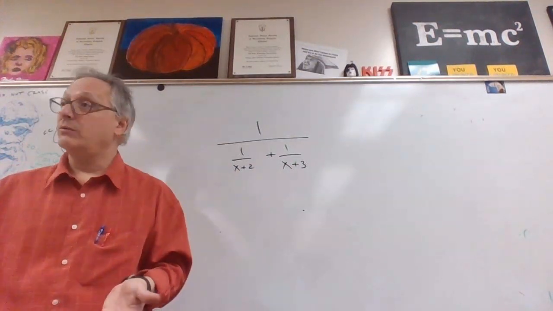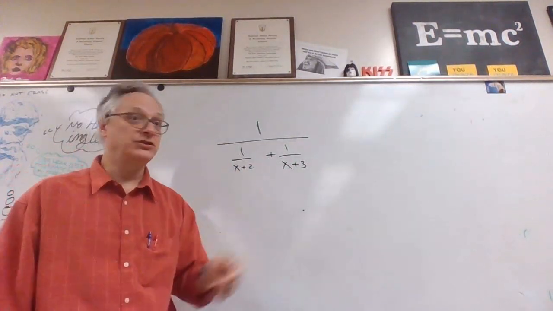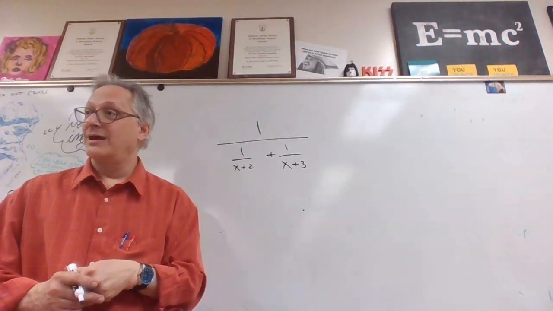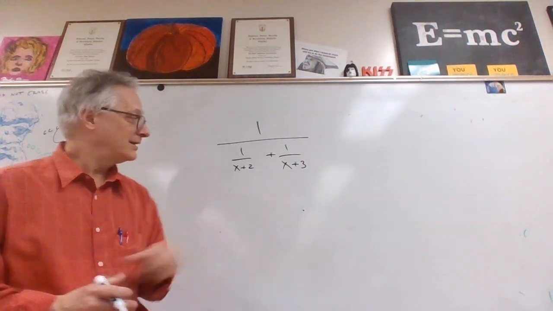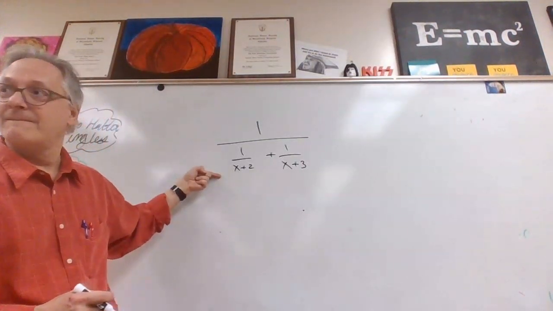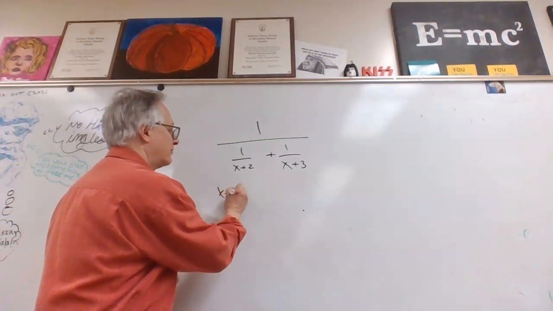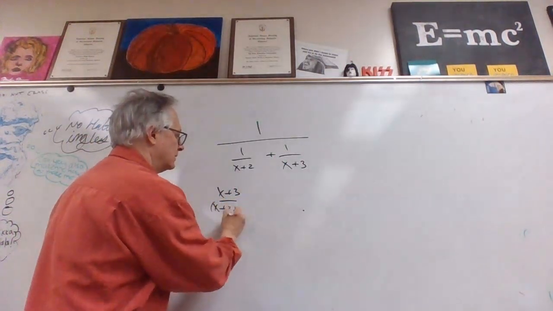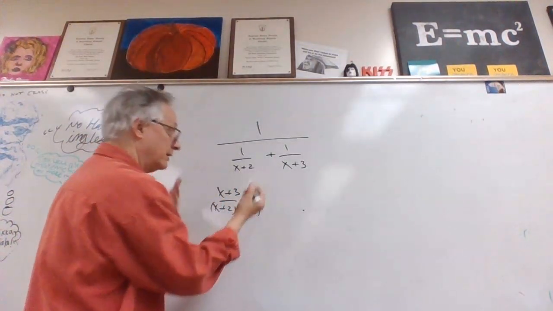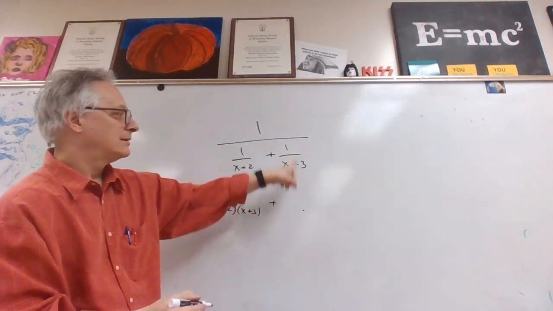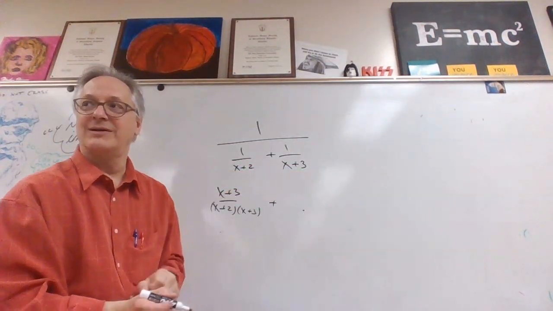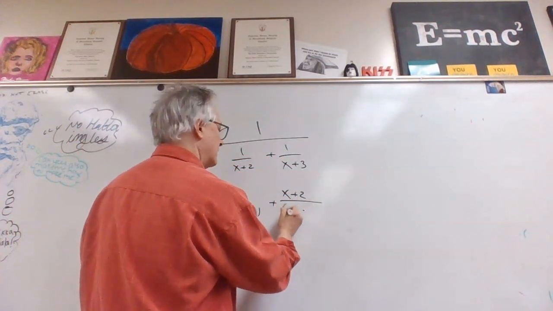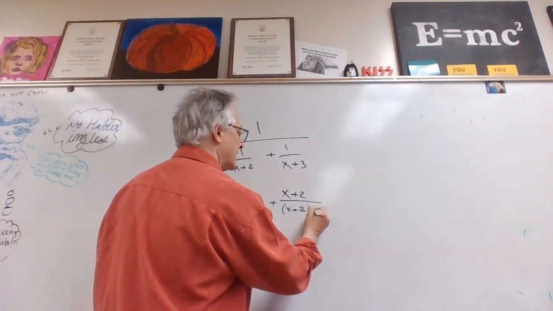In order to do that, if I want to add these two fractions in the denominator, what do I have to do? Right, so what am I going to multiply this one by? x plus 3 over x plus 2 times x plus 3. And this one is going to be what? x plus 2 over x plus 2 times x plus 3.